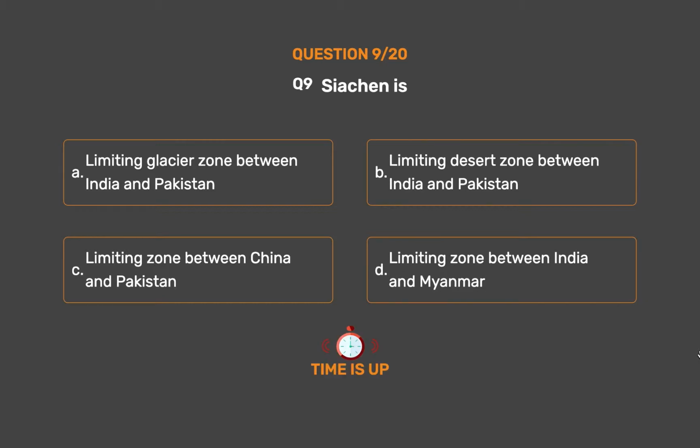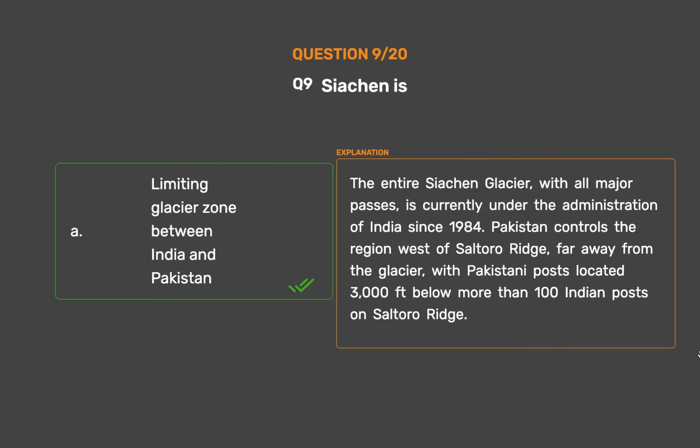The correct answer is option A. Limiting glacier zone between India and Pakistan. The entire Siachen Glacier, with all major passes, is currently under the administration of India since 1984. Pakistan controls the region west of Saltoro Ridge, far away from the glacier, with Pakistani posts located 3,000 feet below more than 100 Indian posts on Saltoro Ridge.